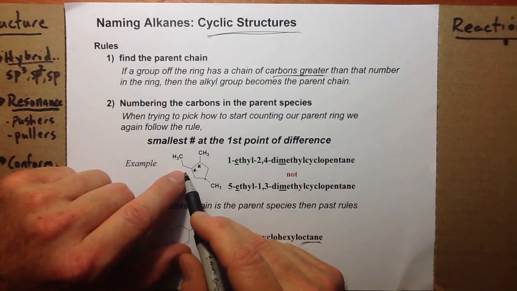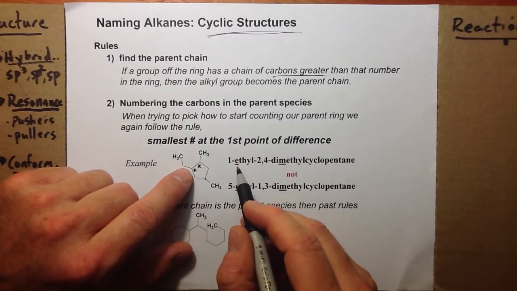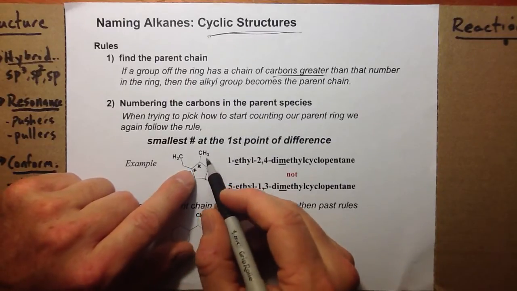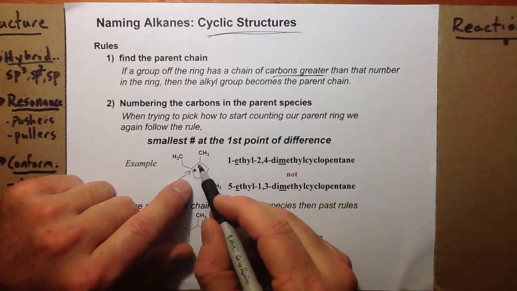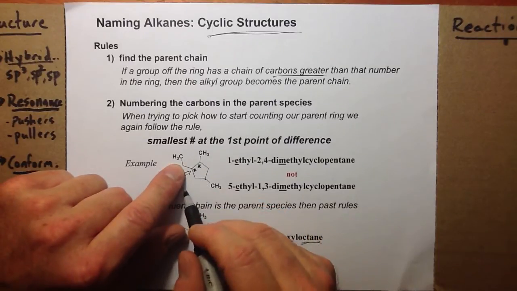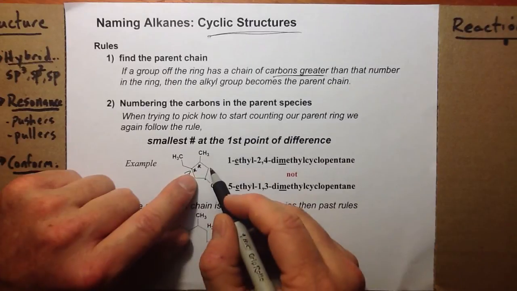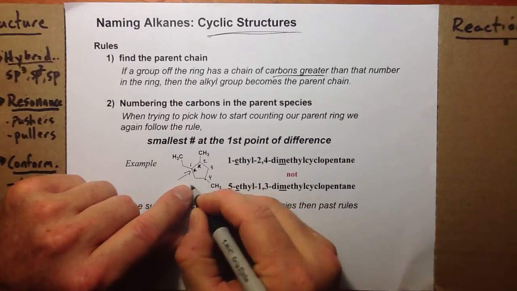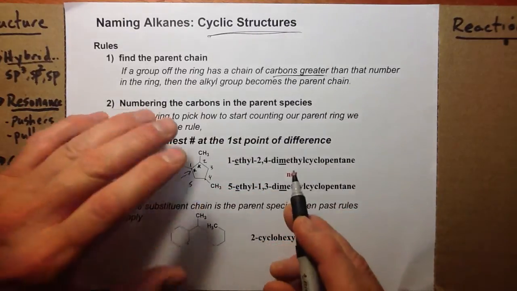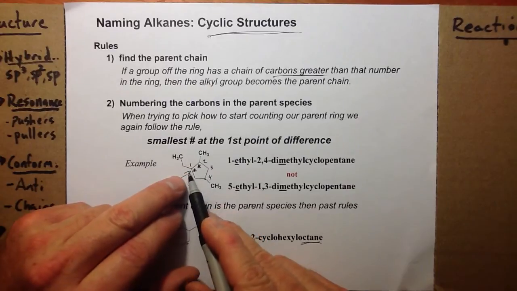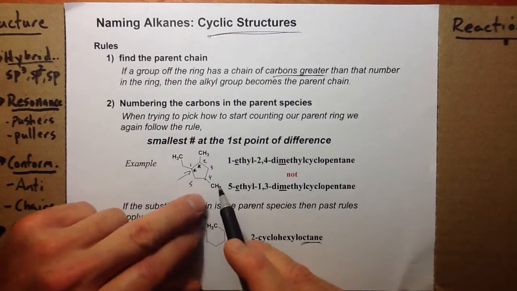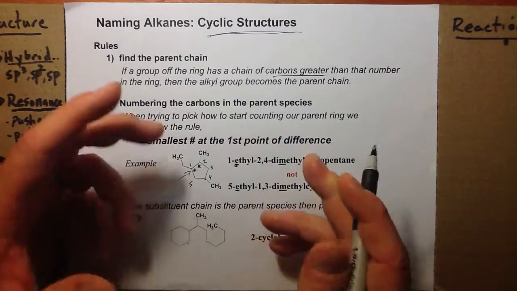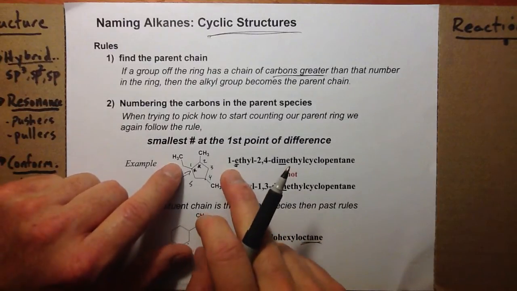So starting with an ethyl first, because it comes before methyl, we can say this will be the winner, not because it has the smallest number at first point of difference than this one, but because it has an ethyl group off of it. So 1-ethyl-2,4-dimethylcyclopentane, not 1-methyl and then going around the other way, ethyl and methyl. We chose this one because it has alphabetically the lower letter, which comes first in that alphabetic ordering.